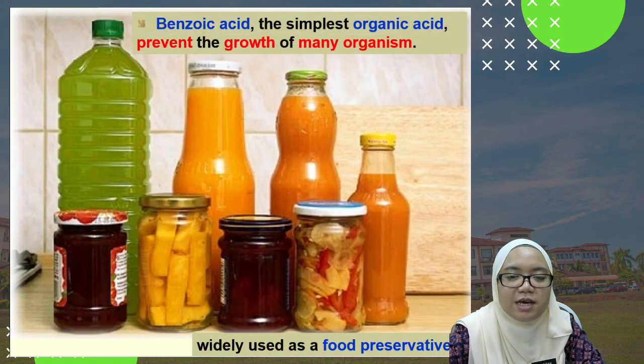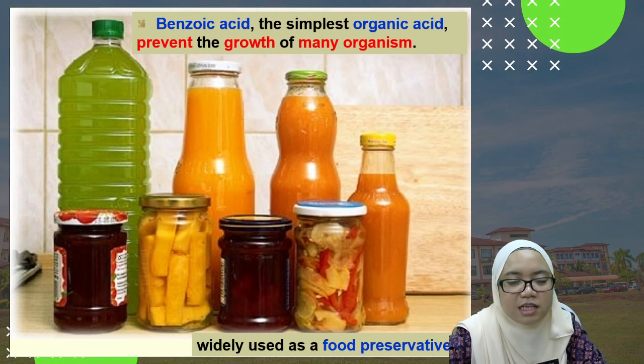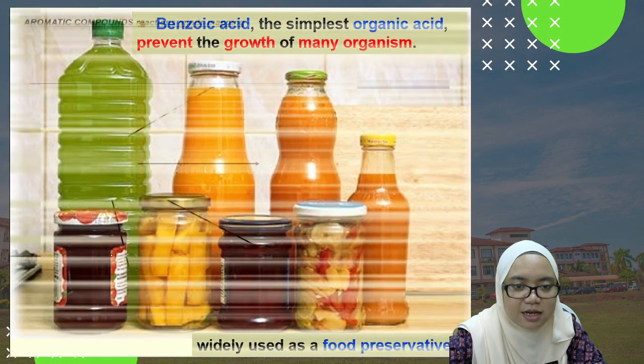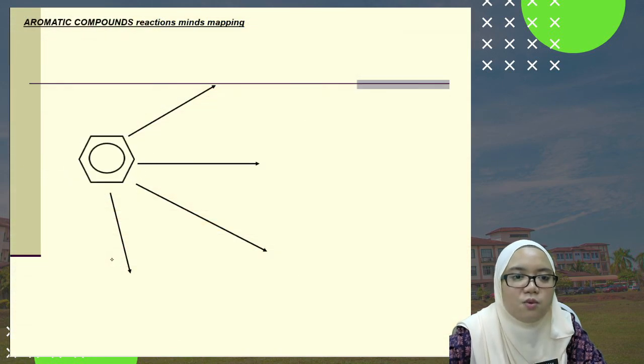Okay, so benzoic acid ni is the simplest organic acid to prevent the growth of many organisms. Ni dia punya kegunaan benzoic acid lah. Apa kebaikan benzoic acid? Okay, so now we have the aromatic compound reaction mind mapping.